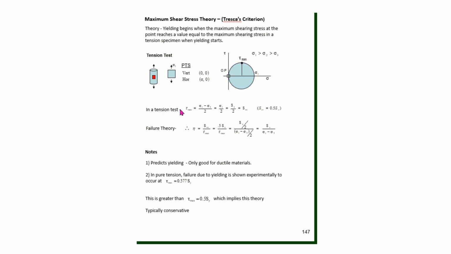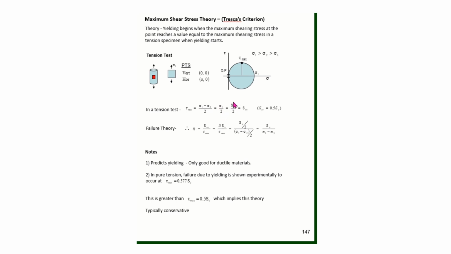So in a tension test, tau max is sigma 1 minus sigma 3 divided by 2. And we get that from this stress element, where when we pull on this in tension, this would be the stress element we get. Plotting our vertical point, we'd have point 0, 0, and then our horizontal point would be sigma, 0, giving our origin of planes right here. Our sigma 1 then comes out to here, and the radius of this circle is half of sigma 1. So we get tau max is sigma 1 divided by 2.